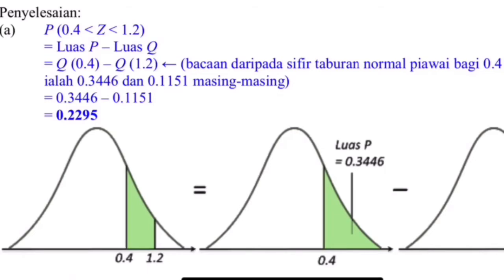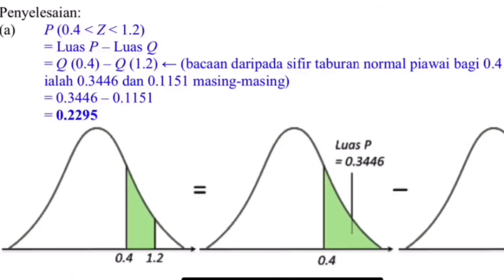If you sketch a bell, you notice that you just imagine you cut out the part from 1.2 onwards from the area beyond 0.4, and you get the balance from 0.4 to 1.2. That is why you need to subtract: you cut out the balance. So the answer for the probability for z-score from 0.4 to 1.2, in between, is 0.2295.